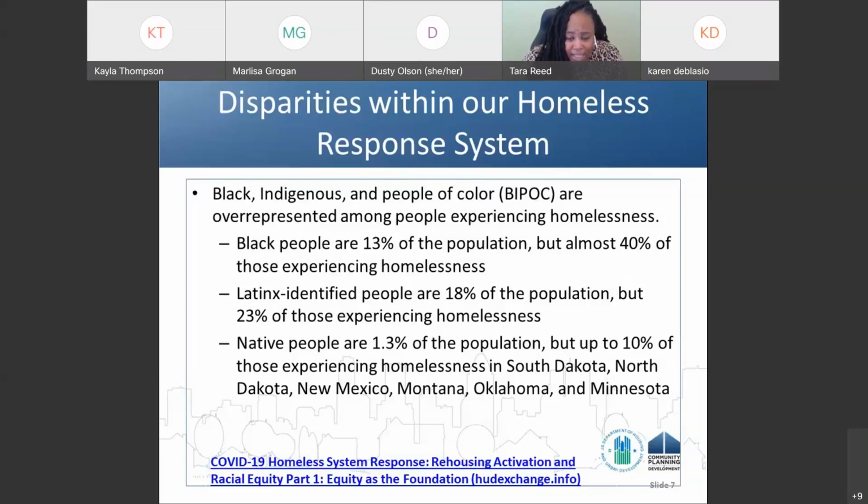Although this is what we see when looking at data on a national level, we also know that in some communities, the disparities between different groups are even more stark. We are seeing gaps in access, longer lengths of time to be housed, and higher rates of returns to homelessness. These are not individual or personal failures. This is across the systems, and it will take intentional and strategic planning with equity to address.